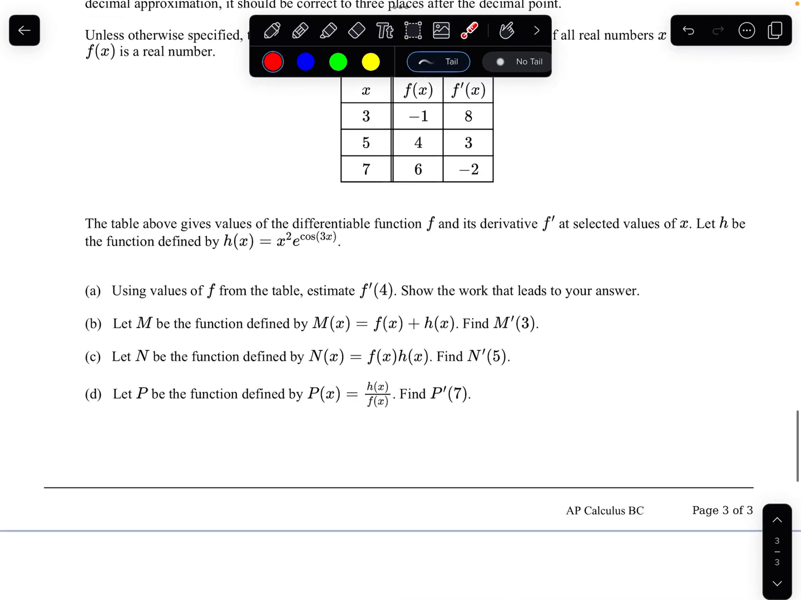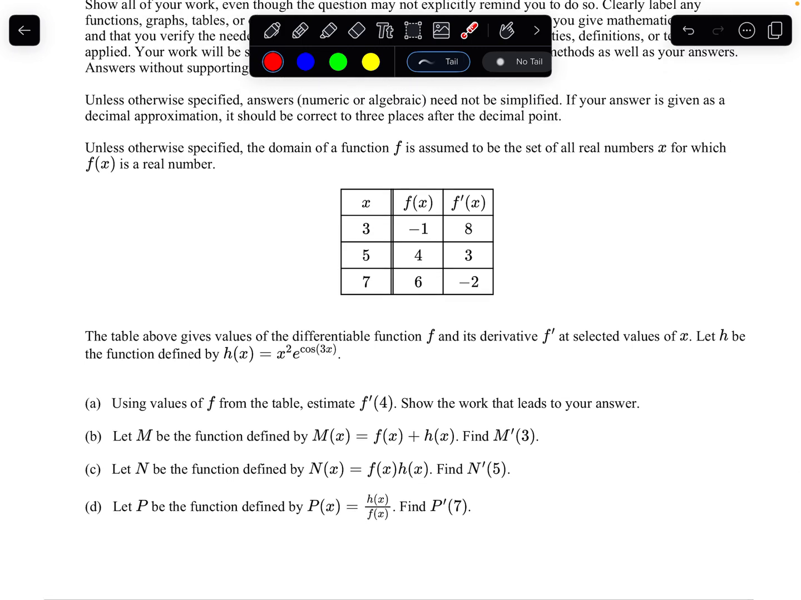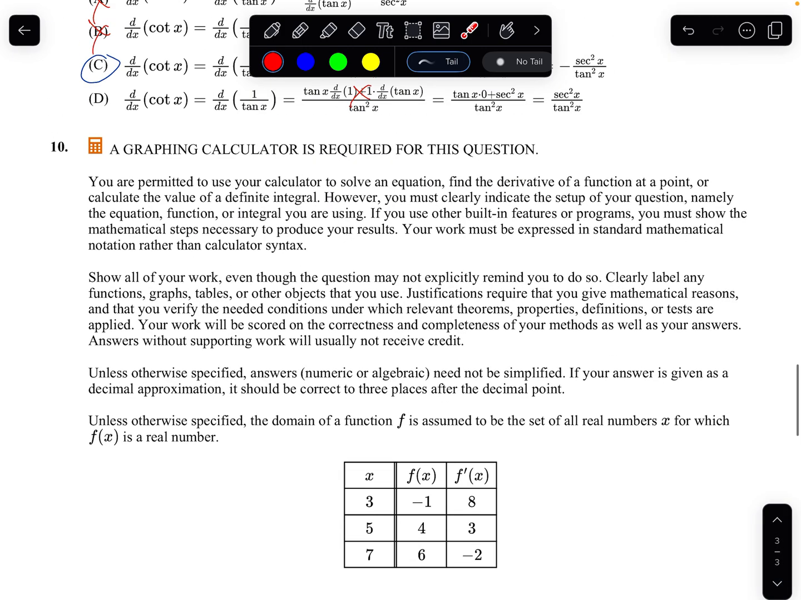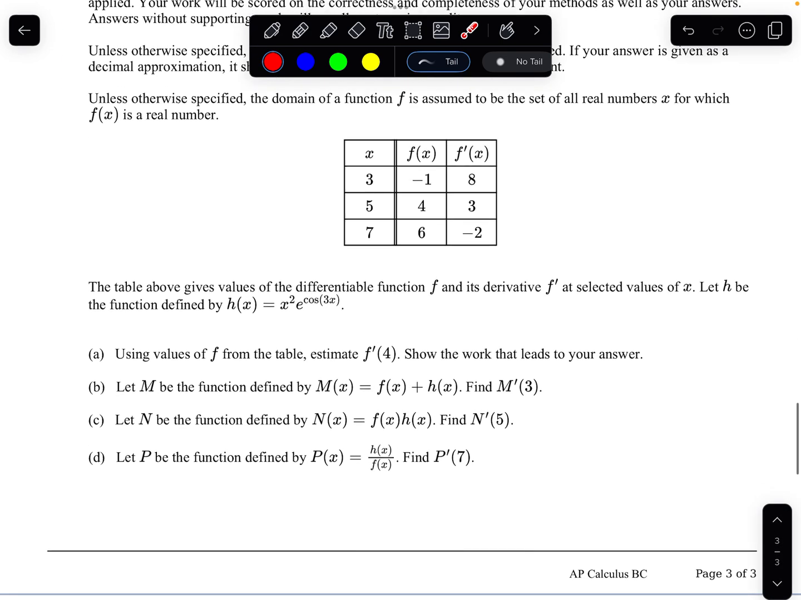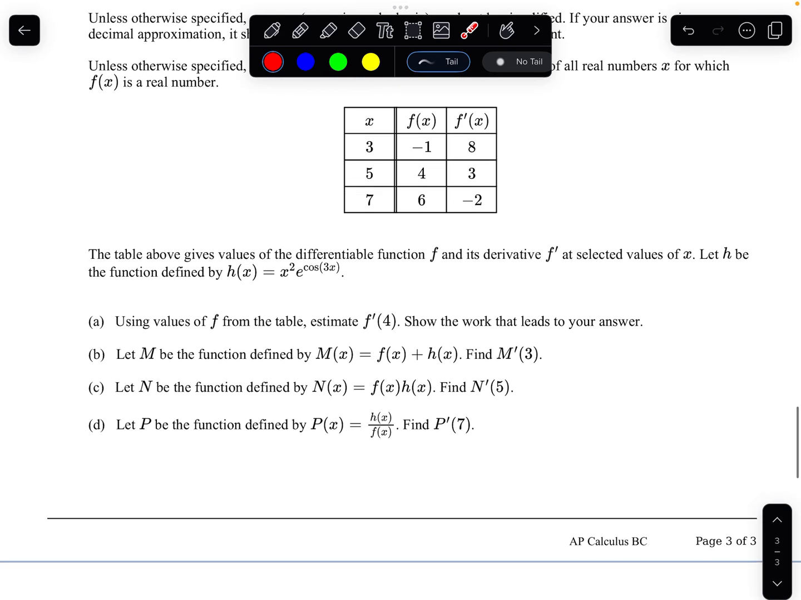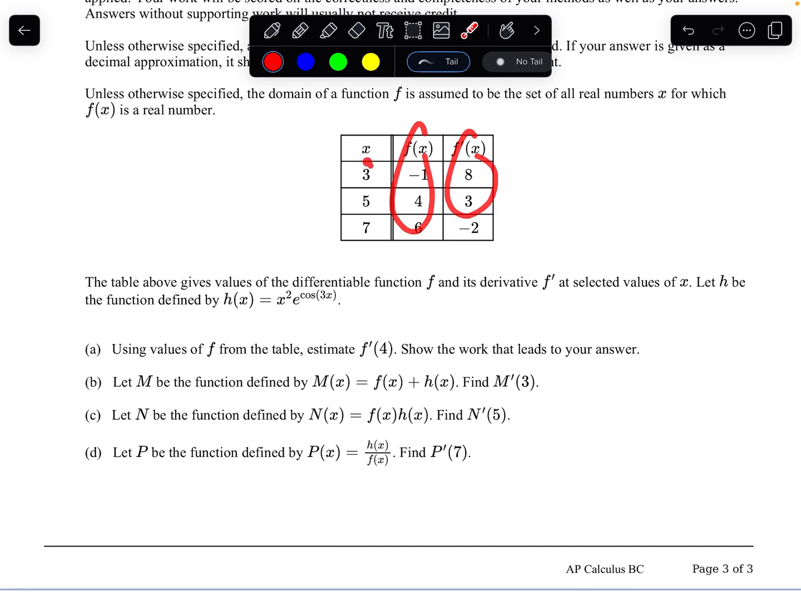All right, this one's probably going to take a little bit of time. You're going to want your calculator for this one. Yes, graphing calculator is required for this question. You're going to be using the derivative function in it. So the table above gives differentiable values of f and its derivative f prime at select values of x. So we got f and f prime of x for select values of x. Let h be the function defined given here.